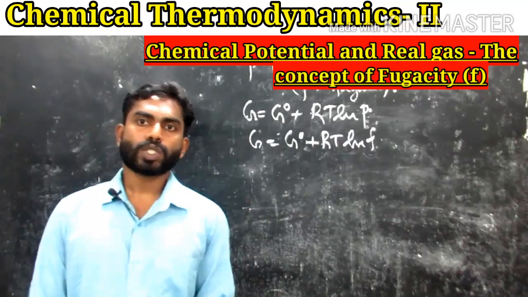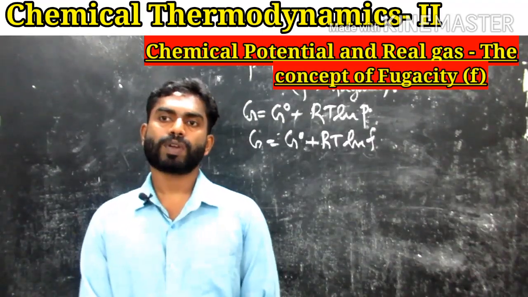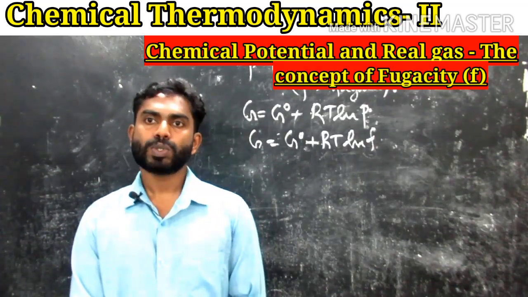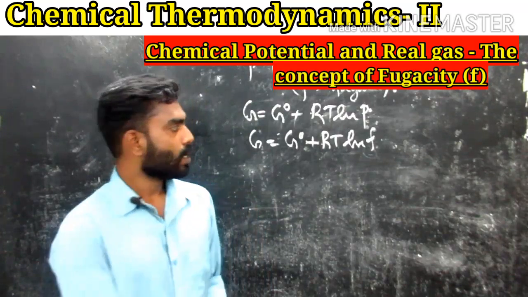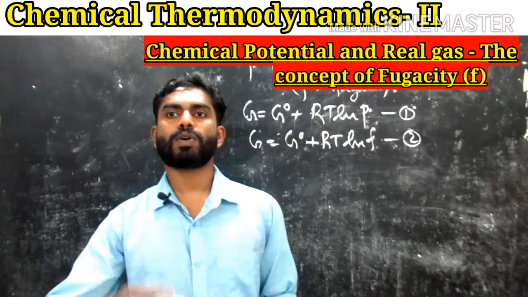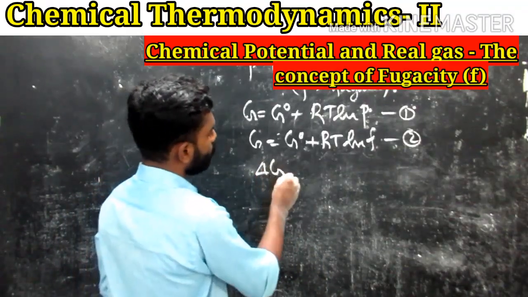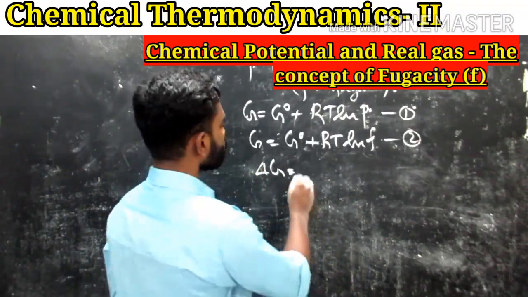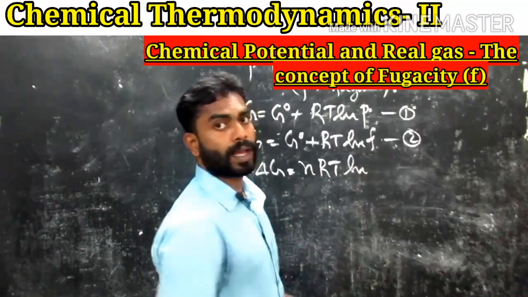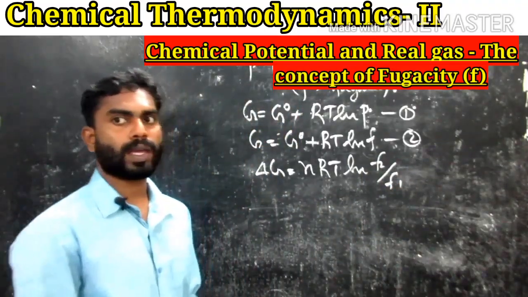ഓക്കെ, for changes of state at constant temperature and pressure in which the G value changes from G1 to G2 and the F value changes from F1 to F2, integration of equation 2 gives delta G is equal to nRT ln F2 by F1, F2 divided by F1, for n moles.